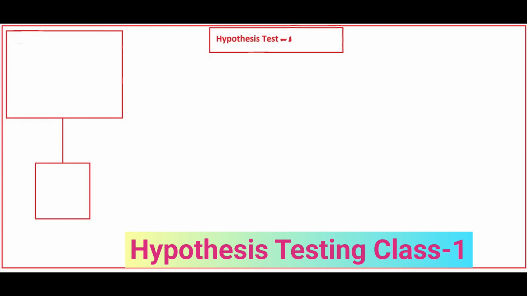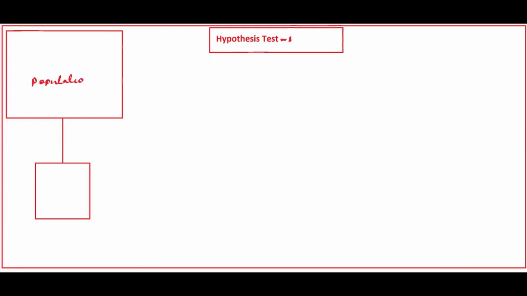So here is your population. Any kind of population you can take. Let me write population. Same thing like the last chapter. The population follows normal mu, sigma square, and sigma is not known.